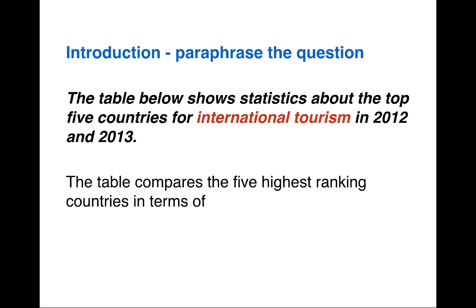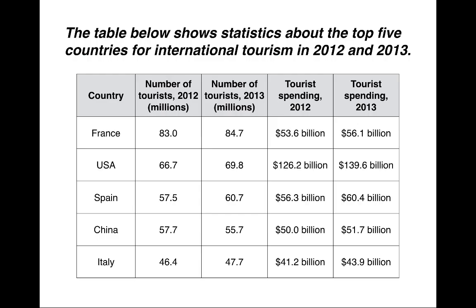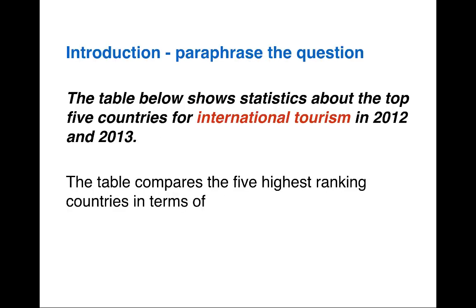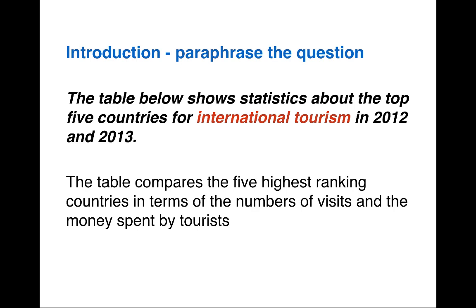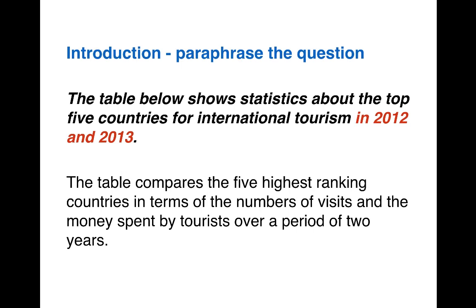I'm going to try to be a bit more precise and say what the figures for international tourism are. So I'm going to look at the table and circle these 2 headings, number of tourists and tourist spending. That's what the table's really about. So instead of international tourism, I've written the numbers of visits and the money spent by tourists. That's a bit more accurate. Finally, in 2012 and 2013, I've written over a period of 2 years. And that's the introduction finished.